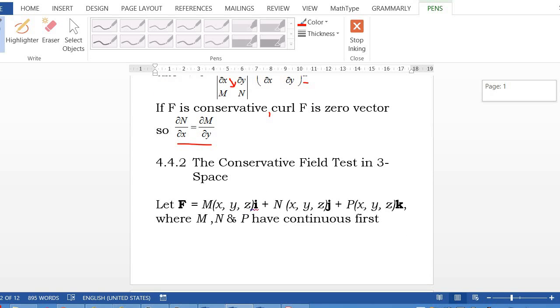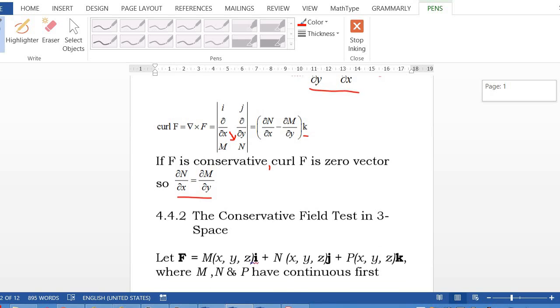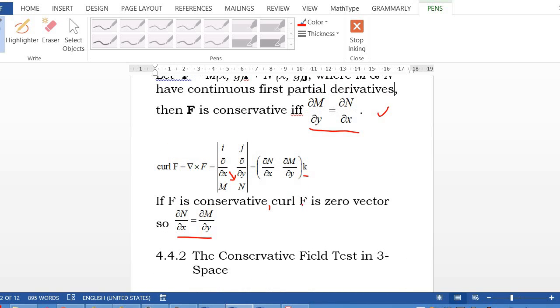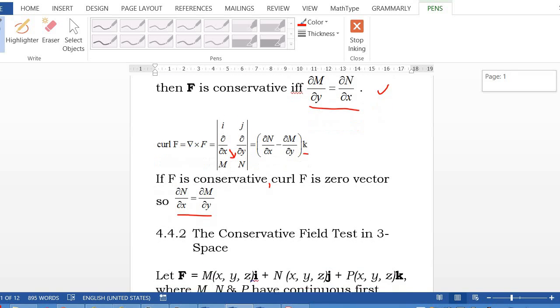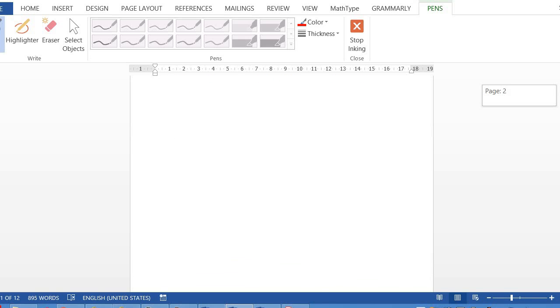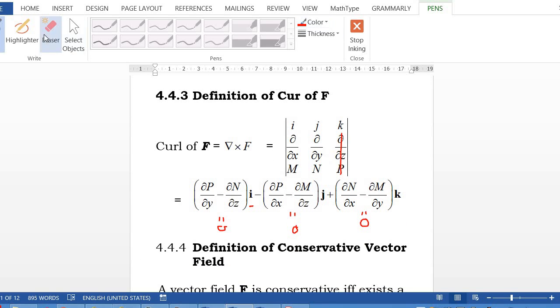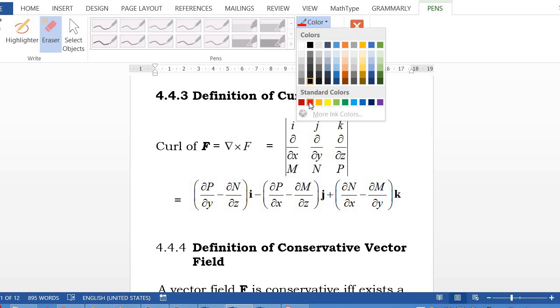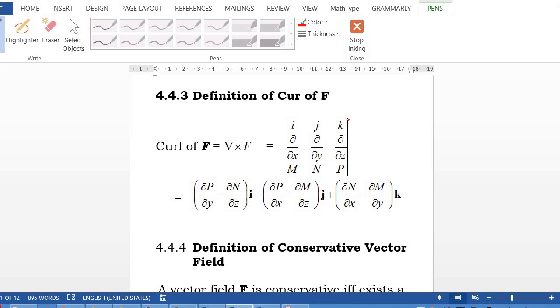If F is conservative, then the curl of F is the zero vector. Then how do you find the curl of F? If it is 2D, it just doesn't have the k component. So if the curl of F is the zero vector, then F is conservative. And how do you find the curl of F?